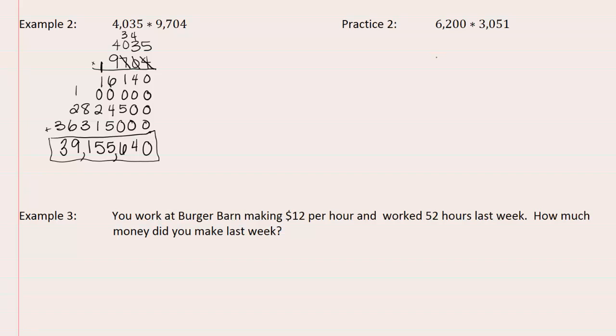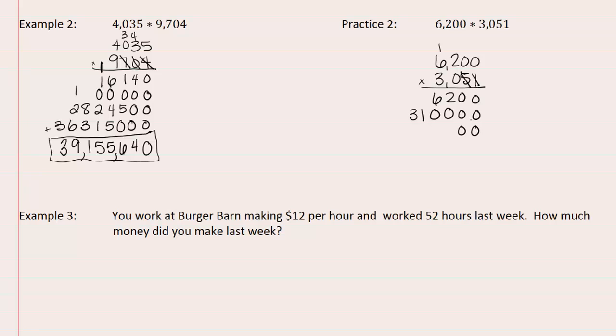Okay, let's see how you did. So we have 6,200 times 3,051. So 1 times 0, 0, 1 times 0, 0, 1 times 2, 2, 1 times 6, 6. Cross it off, placeholder. So 5 times 0, 0, 5 times 0, 0. 5 times 2 is 10, so 0, carry the 1. 5 times 6, 30, plus the 1 gives me 31.